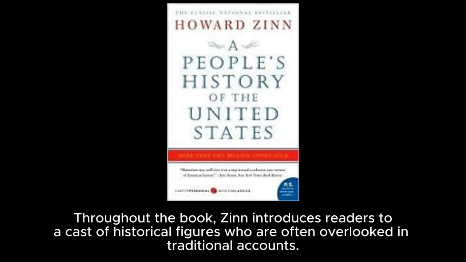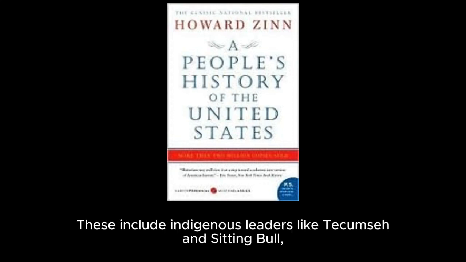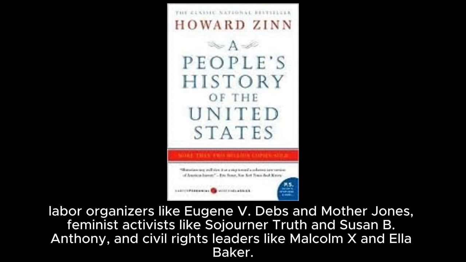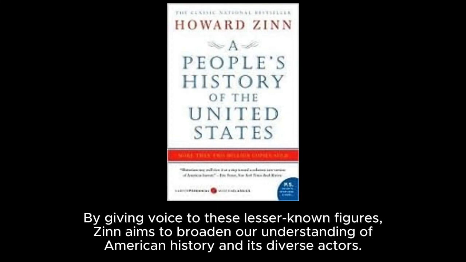past. Throughout the book, Zinn introduces readers to a cast of historical figures who are often overlooked in traditional accounts. These include indigenous leaders like Tecumseh and Sitting Bull, labor organizers like Eugene V. Debs and Mother Jones, feminist activists like Sojourner Truth and Susan B. Anthony, and civil rights leaders like Malcolm X and Ella Baker. By giving voice to these lesser-known figures, Zinn aims to broaden our understanding of American history and its diverse actors.